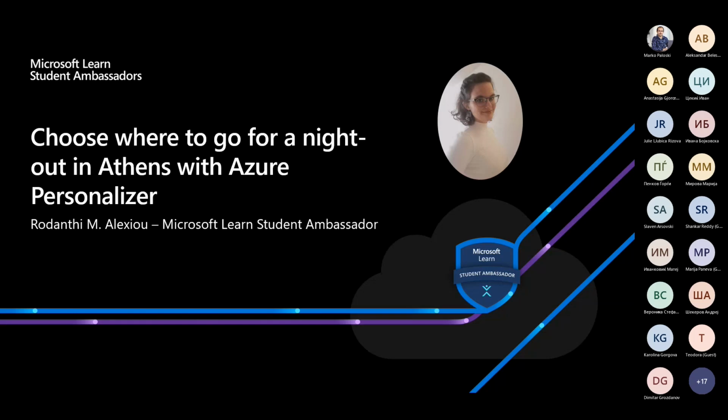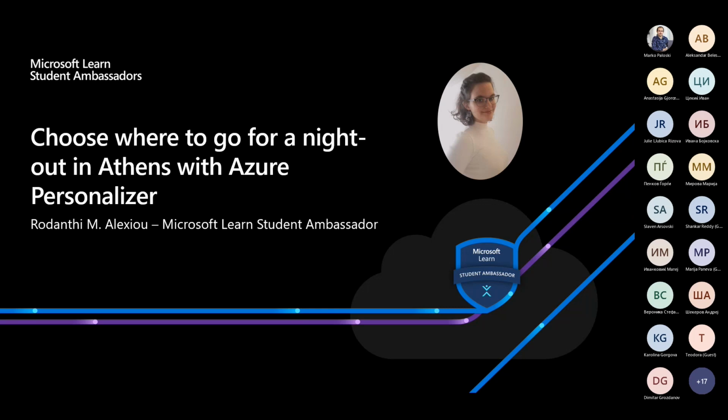As Marco mentioned, we are going to talk about a project to figure out, if we are in Athens and you want to go out with your friends, where to go. You can use a very simple Python bot in our event to determine where to go for a night out, to hang out with your friends. And we can create this very simple bot only with Azure Personalizer and some very simple Python coding.